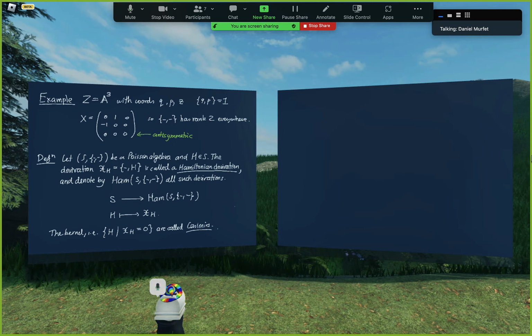Okay, so in this example, as I mentioned before, Z is a Casimir because it pairs with everything to give 0.